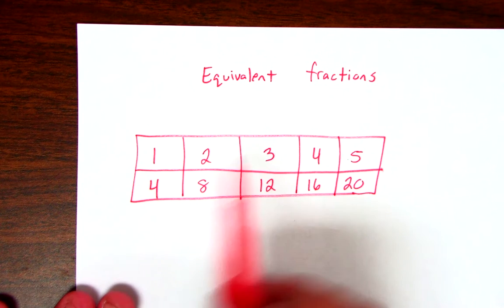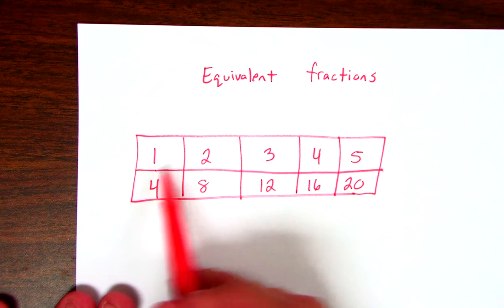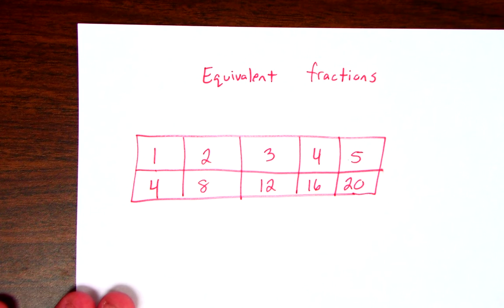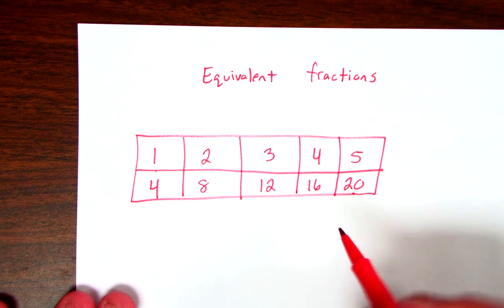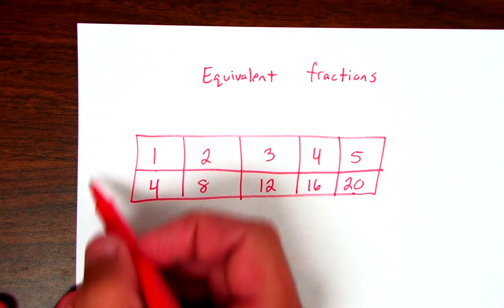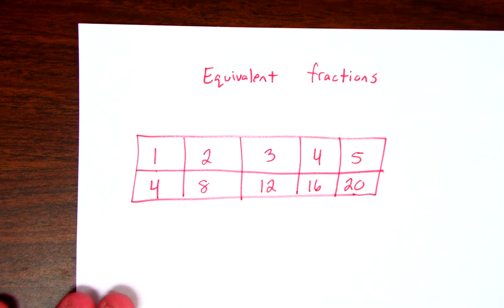Well, look at this. 1/4 is equivalent to 2/8. 1/4 is equivalent to 3/12. 1/4 is equivalent to 4/16. 1/4 is equivalent to 5/20. All of these fractions are equivalent to one another. That should help you all out with that part of the homework.